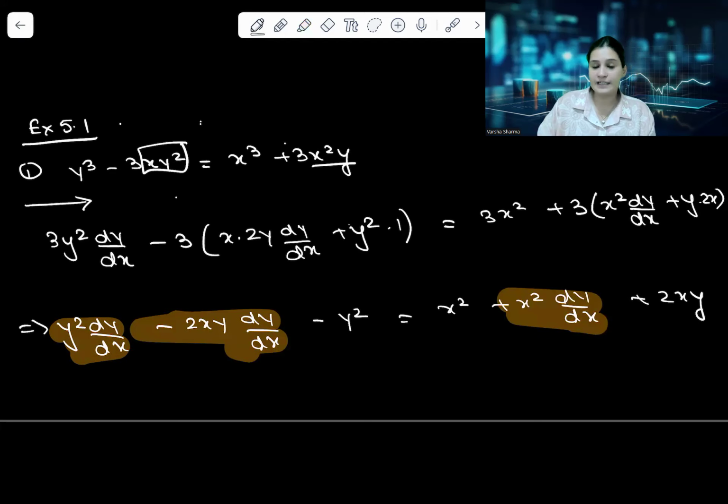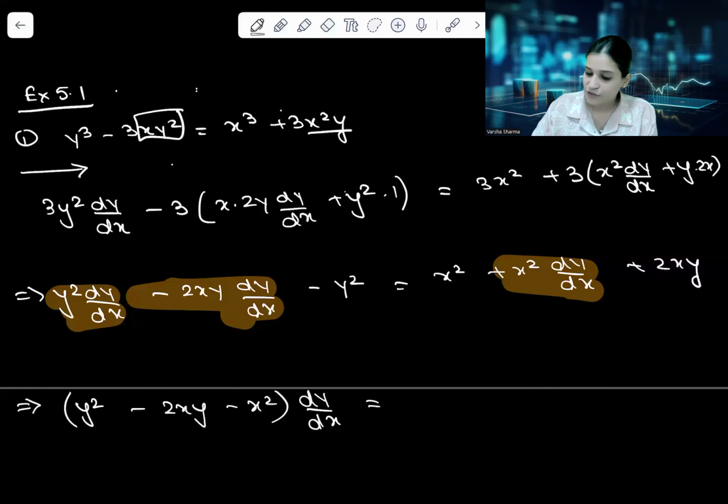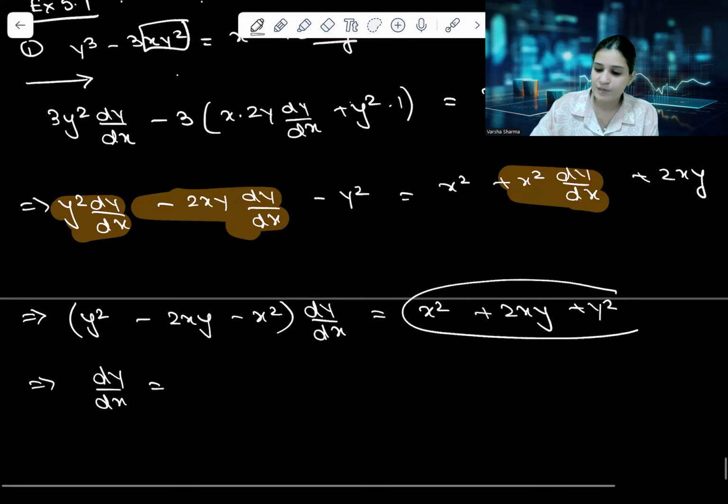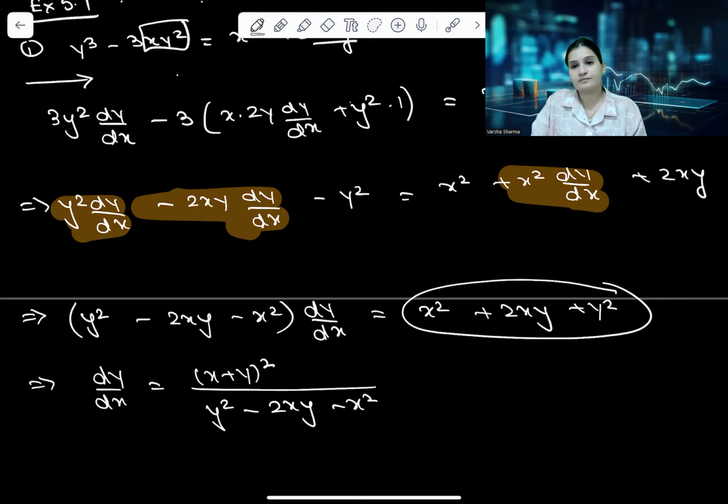the ones that don't contain it, keep on the other. So y square minus 2xy minus x square, taking dy by dx common in those selected terms, and the rest of the terms without dy by dx on the other side. So dy by dx, isolating it. If we want, we can write this x square plus y square plus 2xy as x plus y whole square, divided by y square minus 2xy minus x square. Does it match? Yes, ma'am.